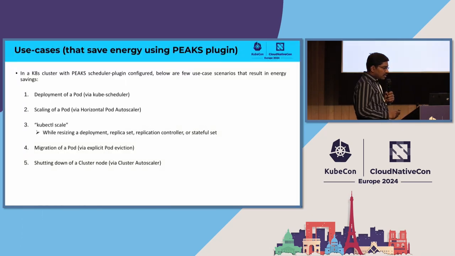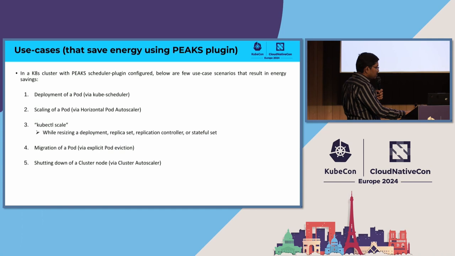Okay, so let me jump into the list of use cases that I would like to take you through. The first one is the most regular configuration, when a pod is being deployed with the help of a Kubernetes scheduler. The second one is the scaling of a pod using horizontal pod autoscaler, and the third is using kubectl scale, which is another very popular CLI interface to operate on the different API objects. The fourth one is migration of a pod via explicit pod eviction. And the fifth one is a much more generic case, that is a cluster autoscaler. We'll see more details of these use cases, but this is the gist of what I would like to spend the next 10 to 15 minutes on.